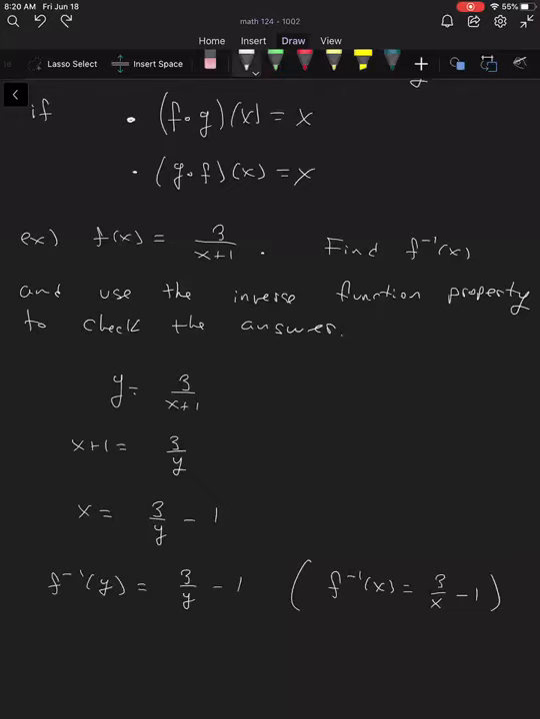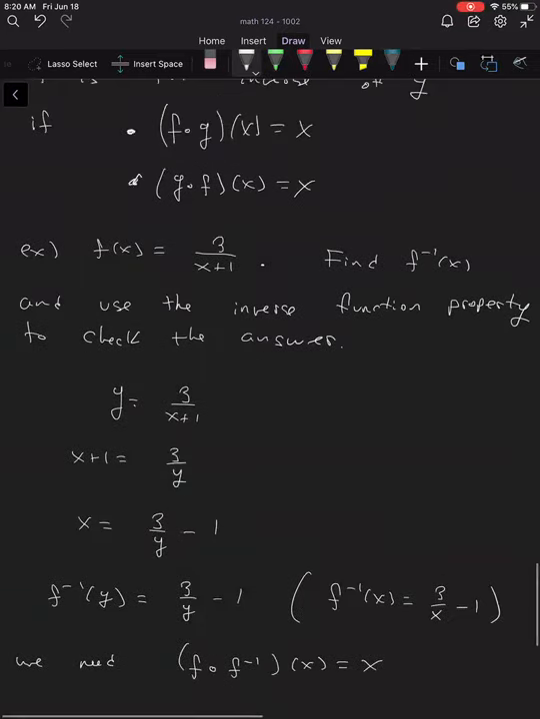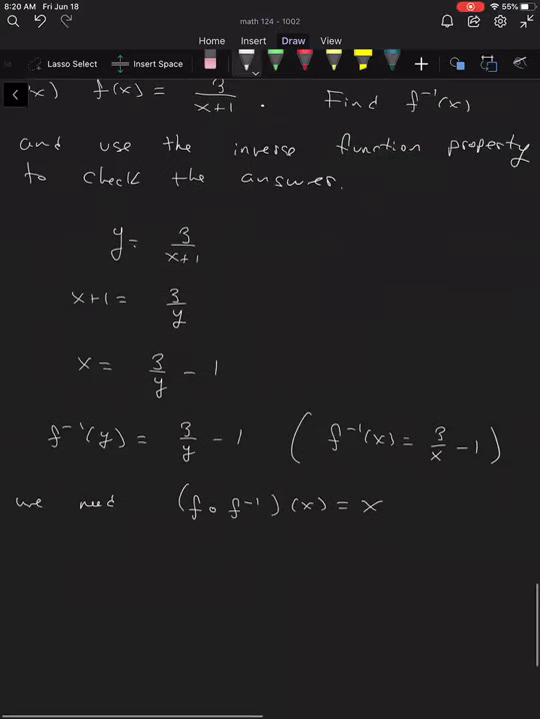Okay, now let's see if this is actually the right answer. Let's use the inverse function property to see if we didn't make a mistake. What we need is f composed with f inverse of x to equal x. We don't need to do both compositions, just one of them is fine. So we just have to compose the two functions and see if we end up getting x. So let's see what happens.